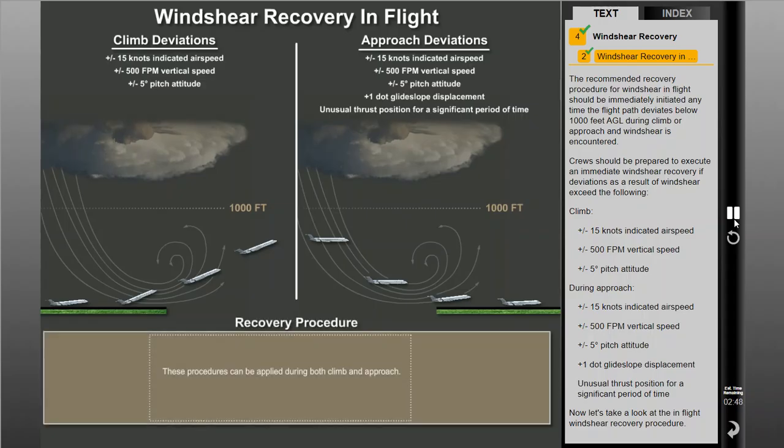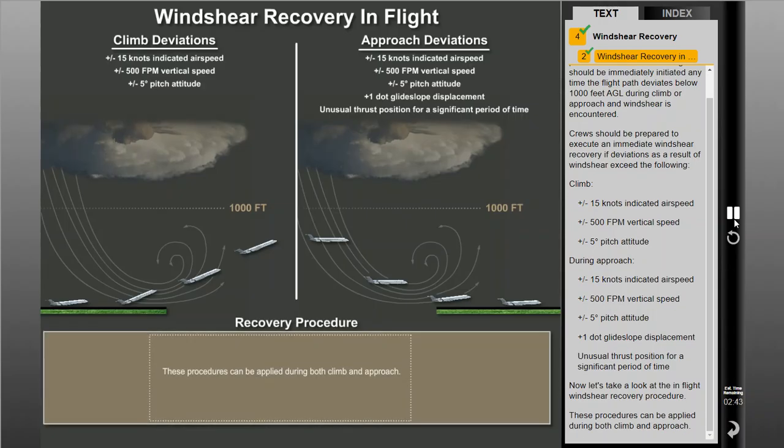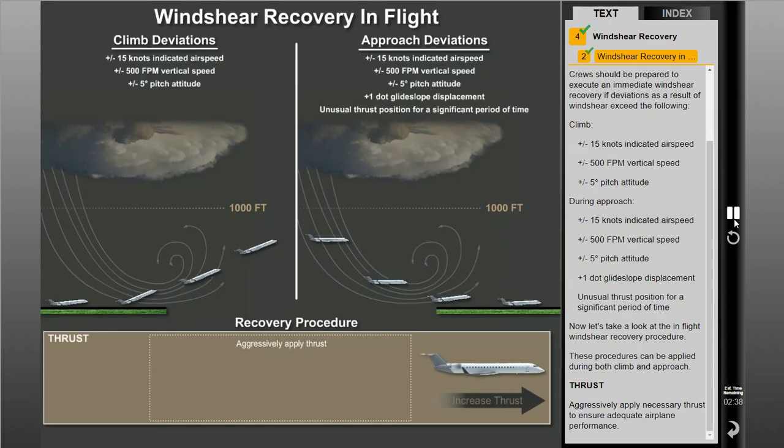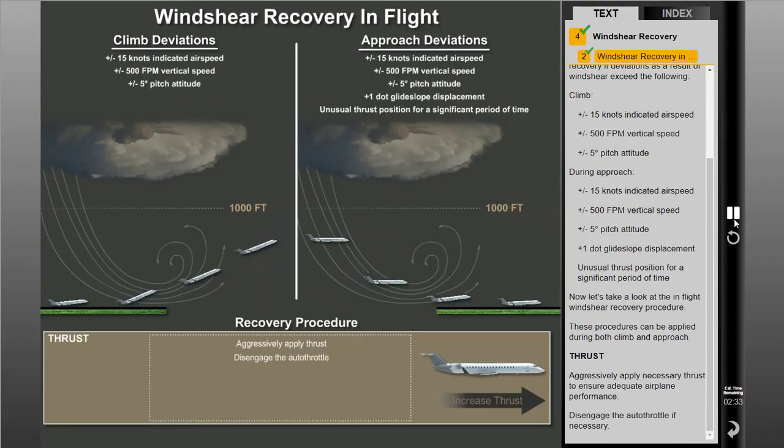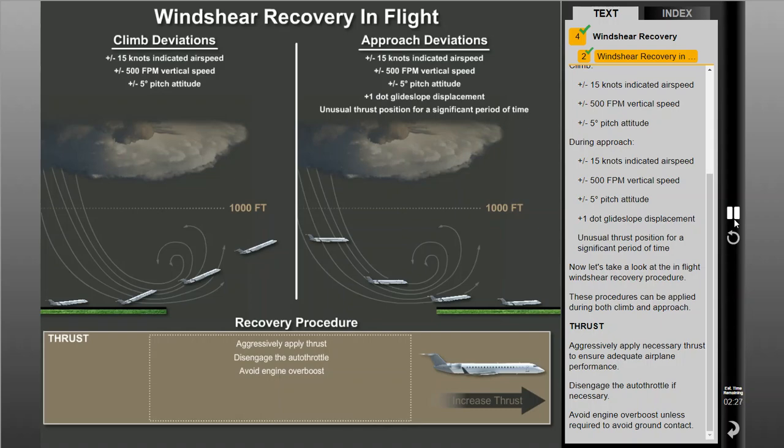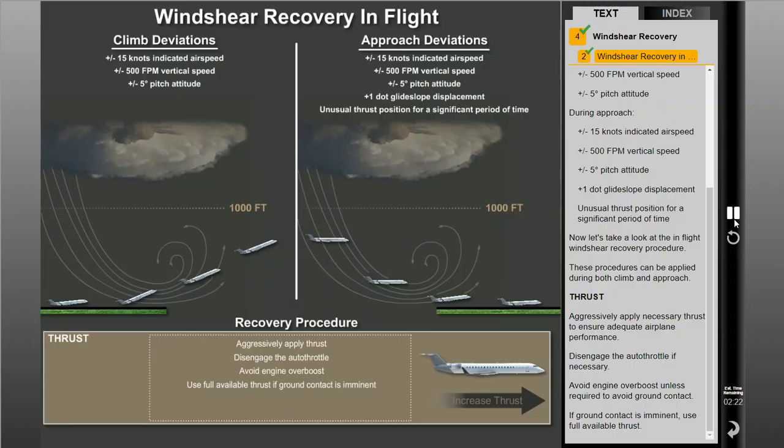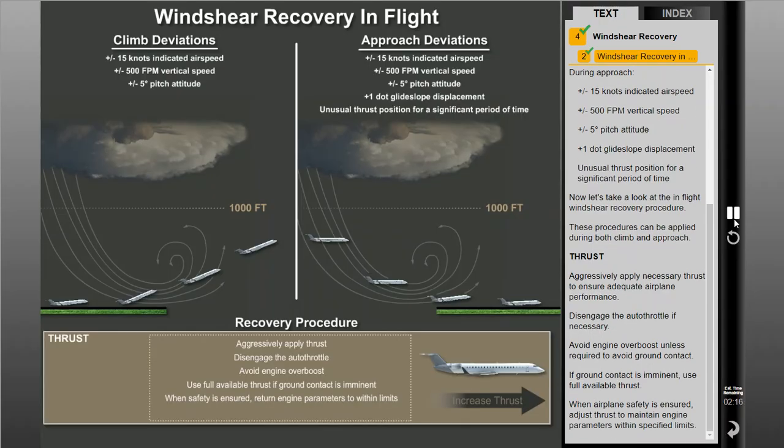Now let's take a look at the in-flight wind shear recovery procedure. These procedures can be applied during both climb and approach. Aggressively apply necessary thrust to ensure adequate airplane performance. Disengage the autothrottle if necessary, and avoid engine overboost unless required to avoid ground contact. If ground contact is imminent, use full available thrust. When airplane safety is ensured, adjust thrust to maintain engine parameters within specified limits.